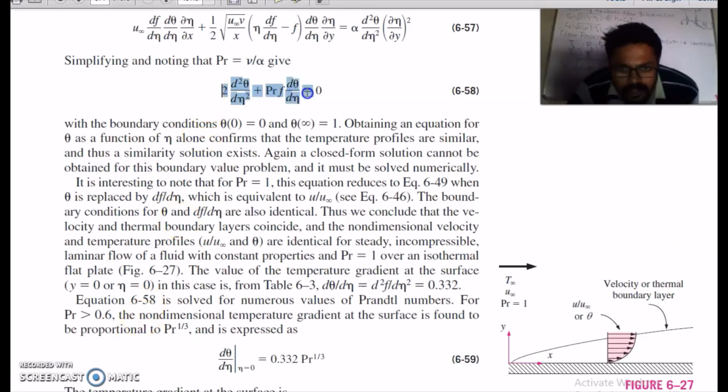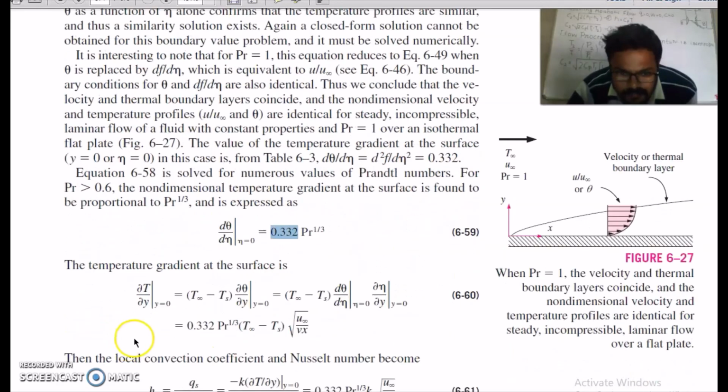So this equation can be solved for various values of Prandtl number. We will take a case where Prandtl number is greater than 0.6. The non-dimensional temperature gradient at the surface is found to be proportional to Prandtl raised to power 1 by 3. This means the non-dimensional temperature gradient at the surface, when Prandtl number is greater than 0.6, is found to be 0.332 Prandtl raised to power 1 by 3. Now the temperature gradient at the surface, which is del T by del y when y is equal to 0, can be represented in this form.